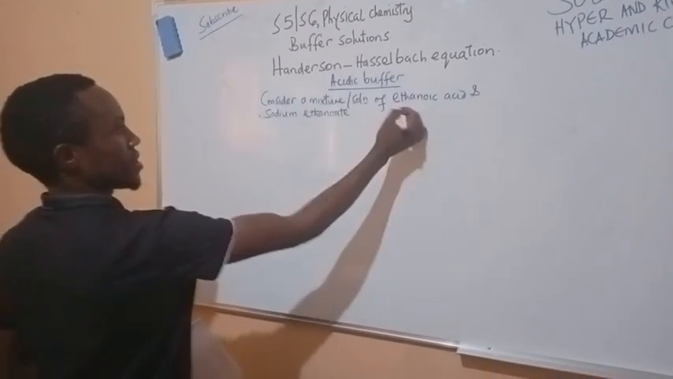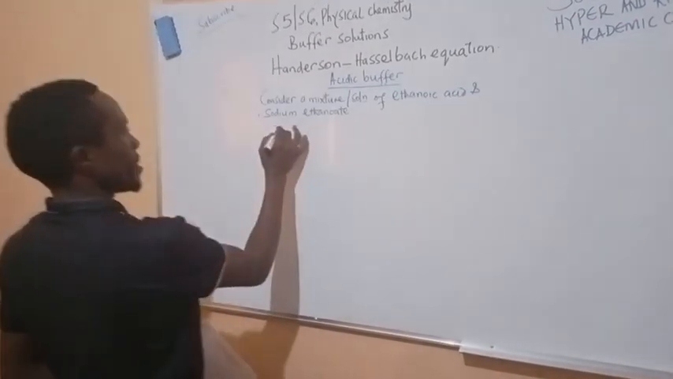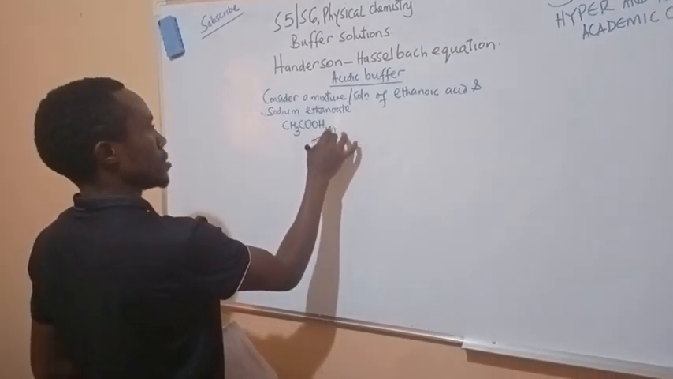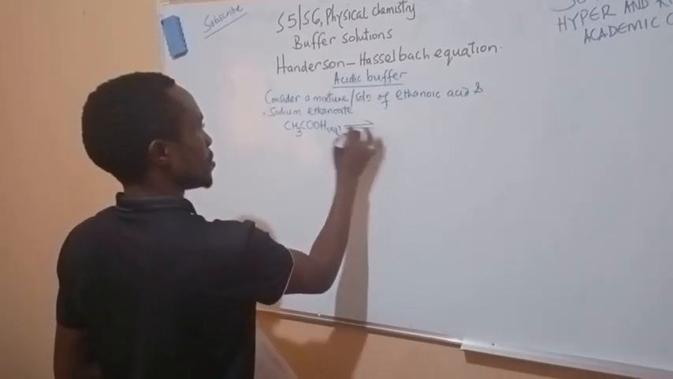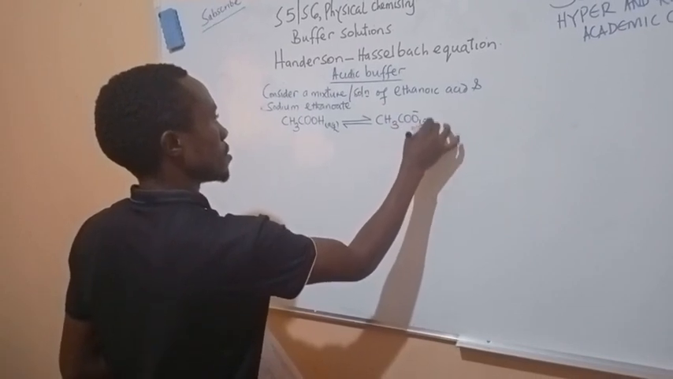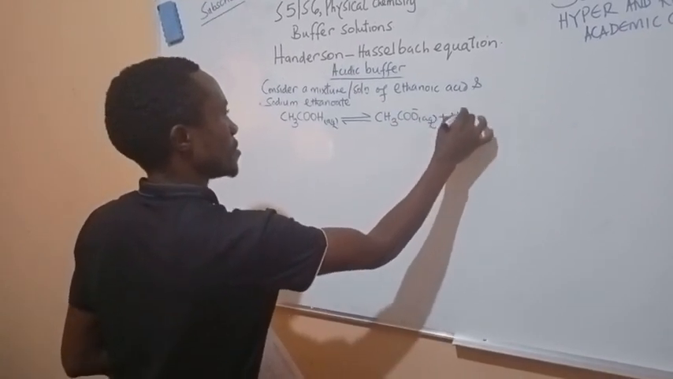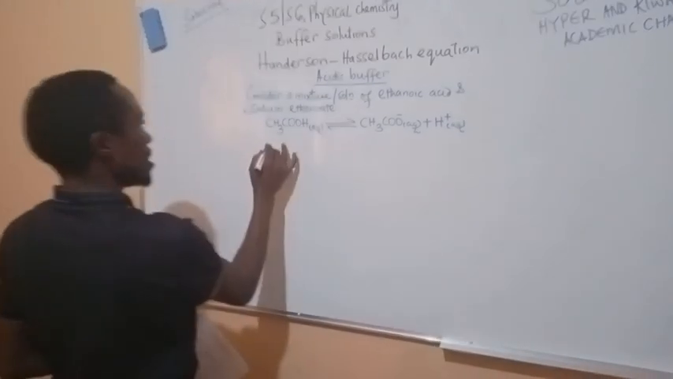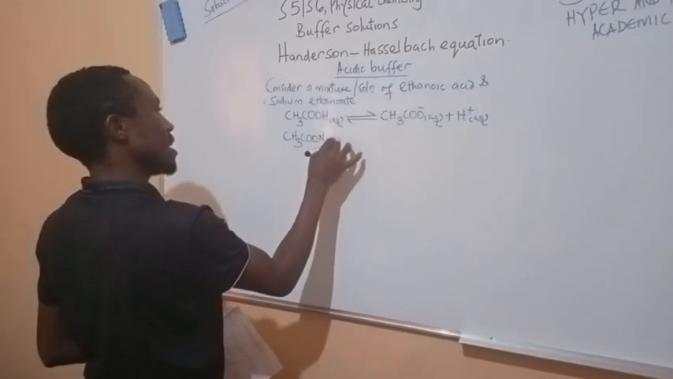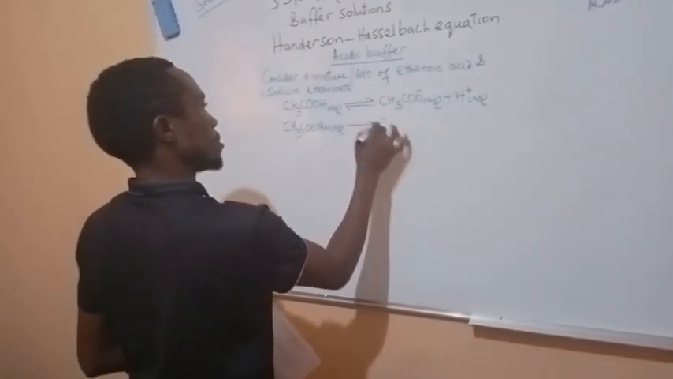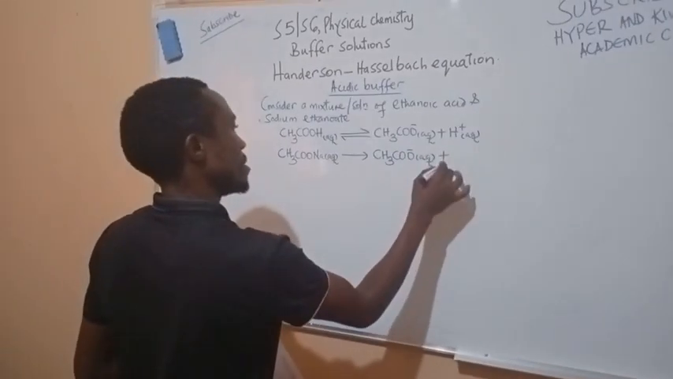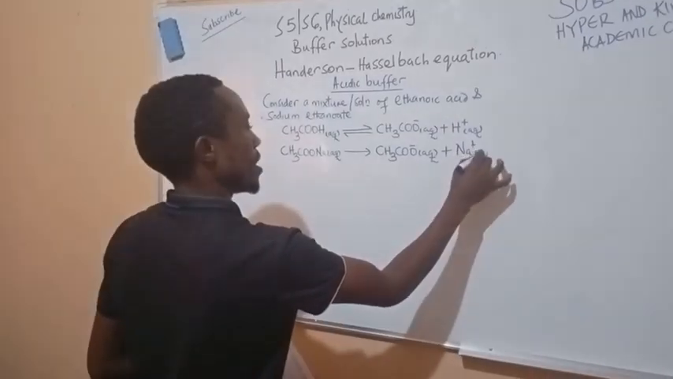Remember, we said that ethanoic acid is a weak acid in our previous video, and therefore ethanoic acid partially ionizes to produce ethanoate ions and hydrogen ions. Then sodium ethanoate will completely dissociate, producing ethanoate ions also, and sodium ions. What does this imply?